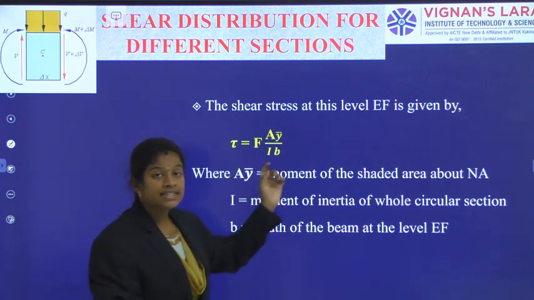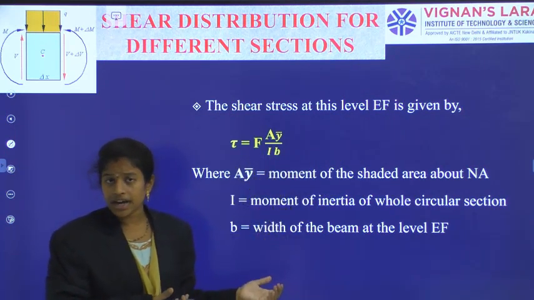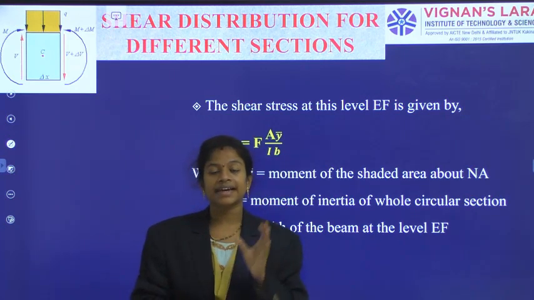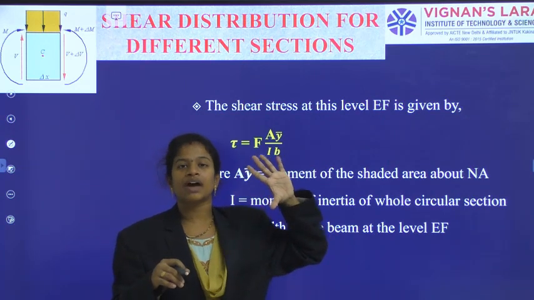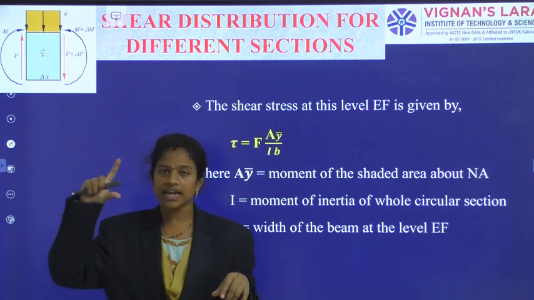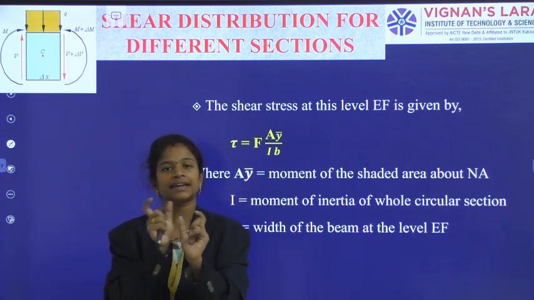Shear stress at this level EF is given by tau is equal to F A y bar divided by I B. We have already mentioned that. And A into y bar: if you want to calculate A separately and y bar separately, then you have to evaluate the area involved, and from the centroid to the neutral axis you have to give the distance. So A and y bar are individually calculated and multiplied.